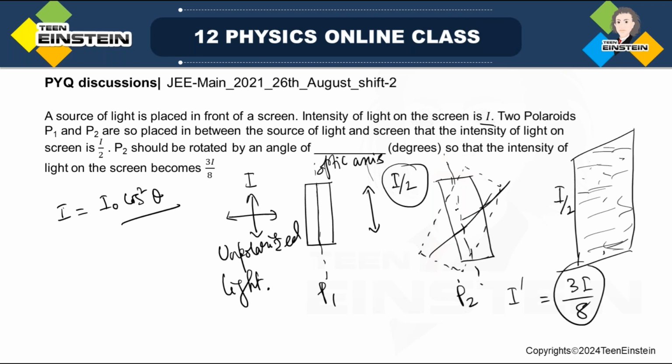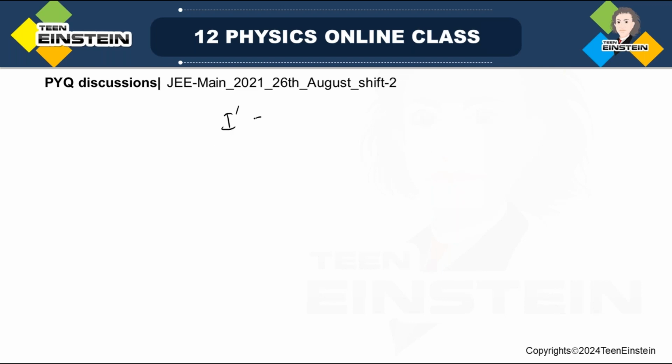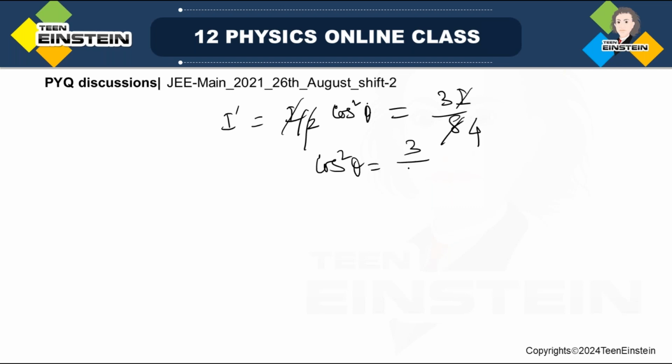Okay. Then what is this angle? What is this angle theta? We have to find out that. So for that, I'll just write I prime is equal to I by 2 into cos square theta, which is equal to 3I by 8, that is given. Okay, let me write down here. So I prime is equal to I by 2 cos square theta, which is equal to 3I by 8. This 8, 4, I cancels out each other, and then cos square theta means 3 by 4. Okay, so cos of theta will be root 3 by 2, which is cos of 30 degree. So theta will be 30 degree.